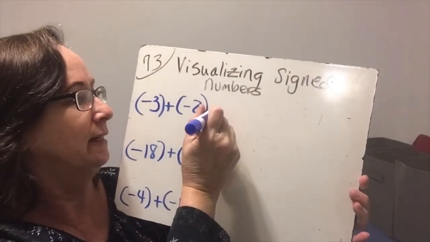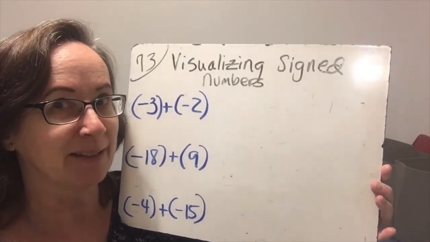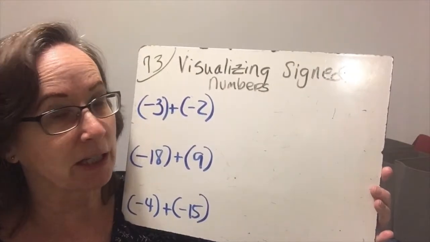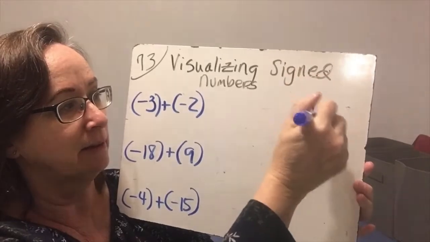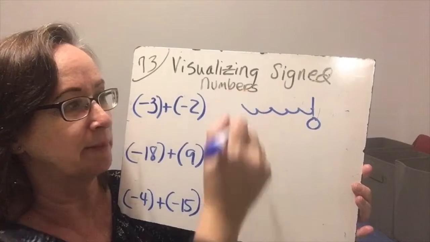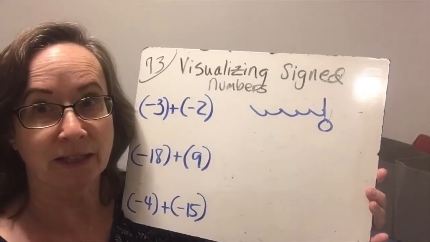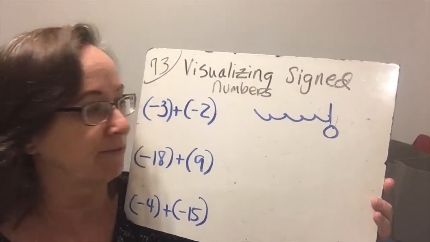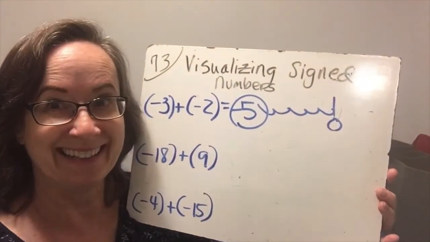On the first one, they are the same sign. Since they're the same sign, nothing's going to cancel out. There are no opposites. They're both going in the same direction. If we were doing them on the number line, it would be 3 steps to the left, and then 2 more steps to the left. So how many steps to the left did I do altogether? Well, 3 plus 2 is 5. Therefore, negative 3 plus negative 2 is negative 5. Did you get it right?